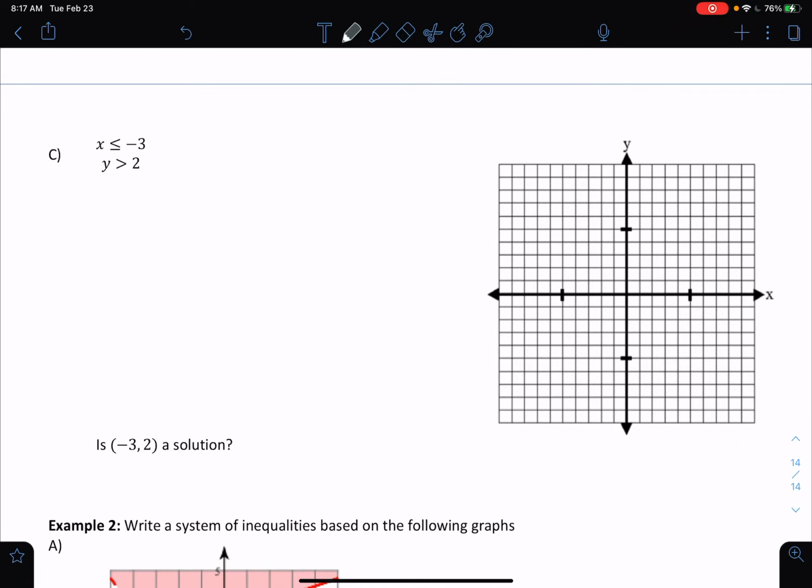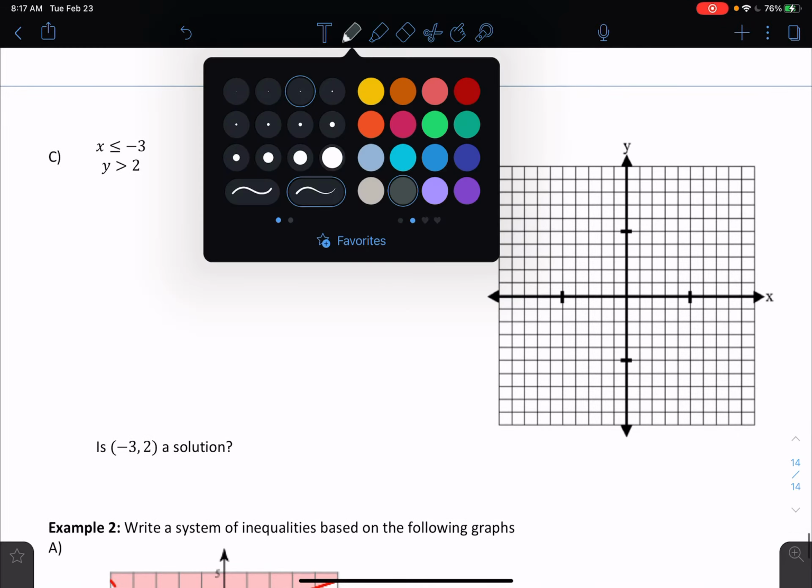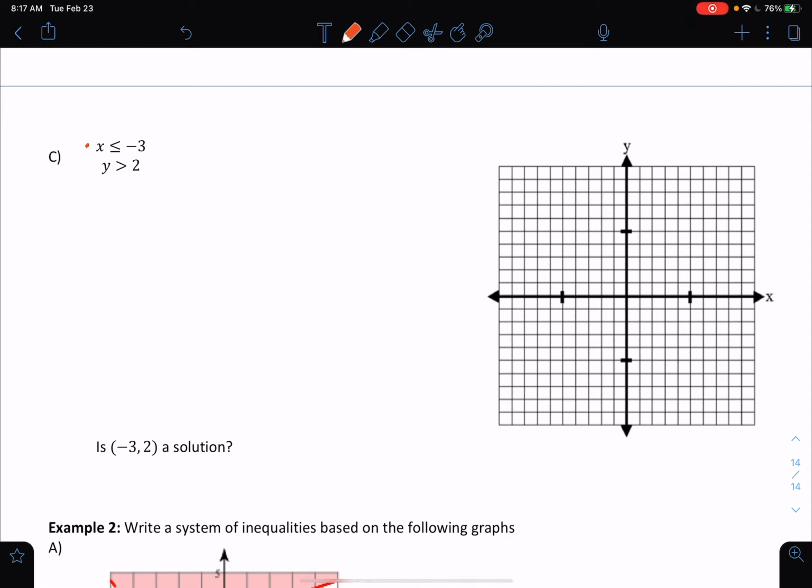So we get x is less than or equal to -3. So if I were to graph x is less than or equal to -3, that's going to be the vertical line through -3. And since it's less than or equal to, it's going to be a solid line through -3. And since it's less than, I shade to the left.